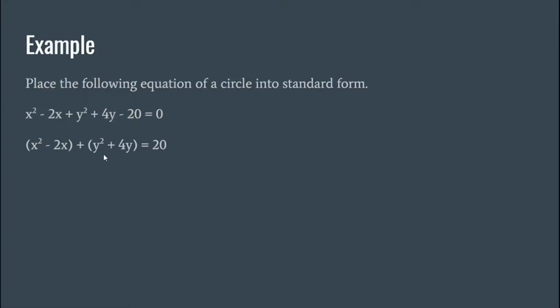If you forgot how to do that, what we're going to do is take half of the b value. Both of these have a b value, and they're the ones with the variable that has the power of 1. We're going to take half of the b value and then square it. Half of 2 is 1, 1 squared is 1. Half of 4 is 2, 2 squared is 4. So to this we're going to add 1, and to this we're going to add 4. At the same time, we're going to add those values to this side of the equal sign.